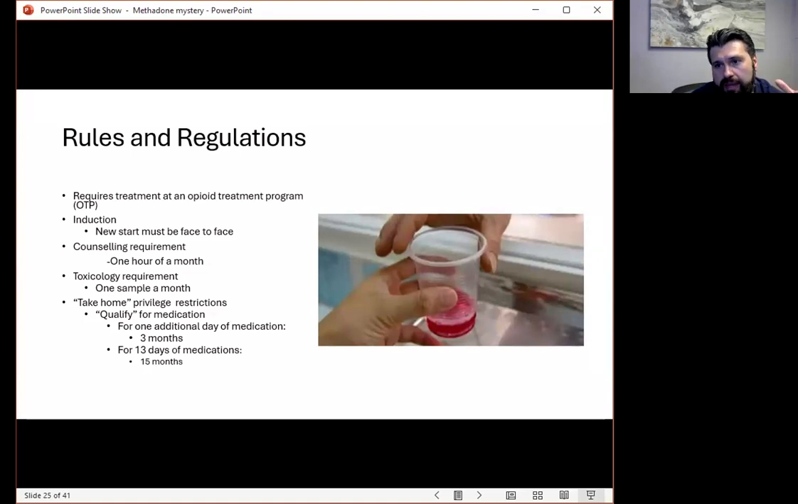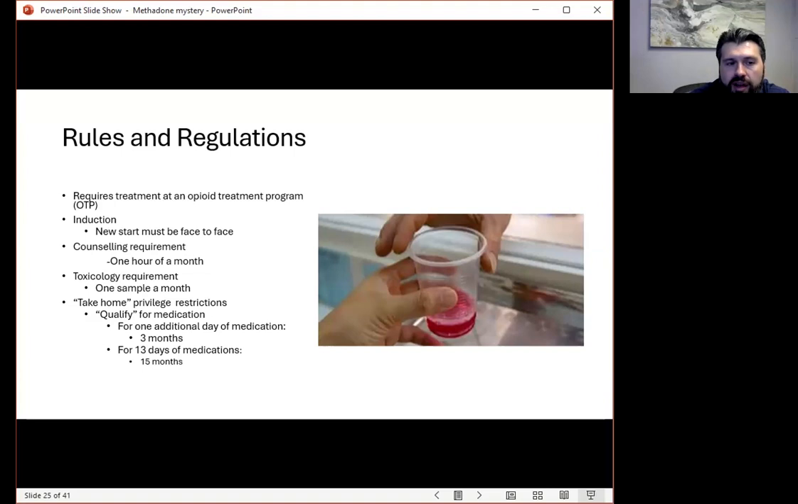There is a 1 hour at minimum counseling requirement that must be done for patients. There is at least one toxicology sample that must be obtained per patient. And the concept of what's known as take-homes, or actually getting medications to be used at home instead of coming every day, is pretty restrictive.